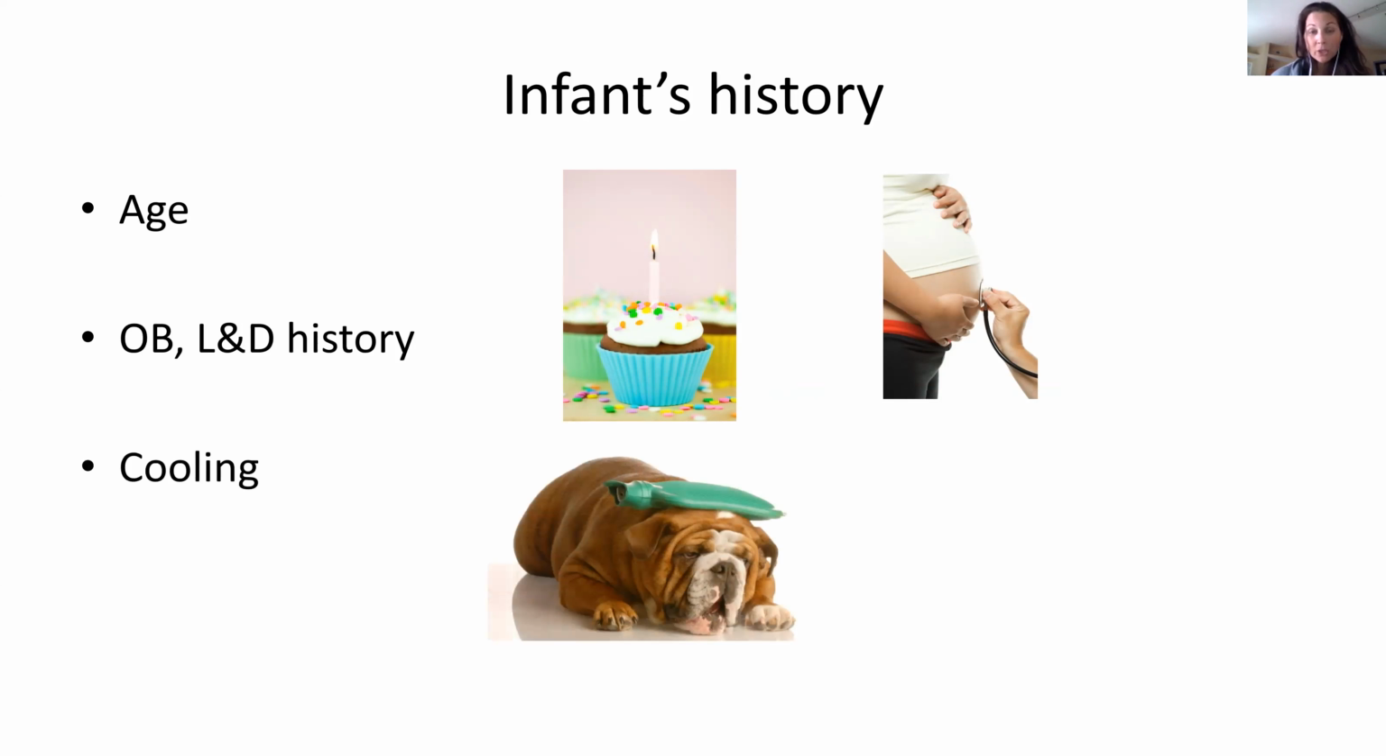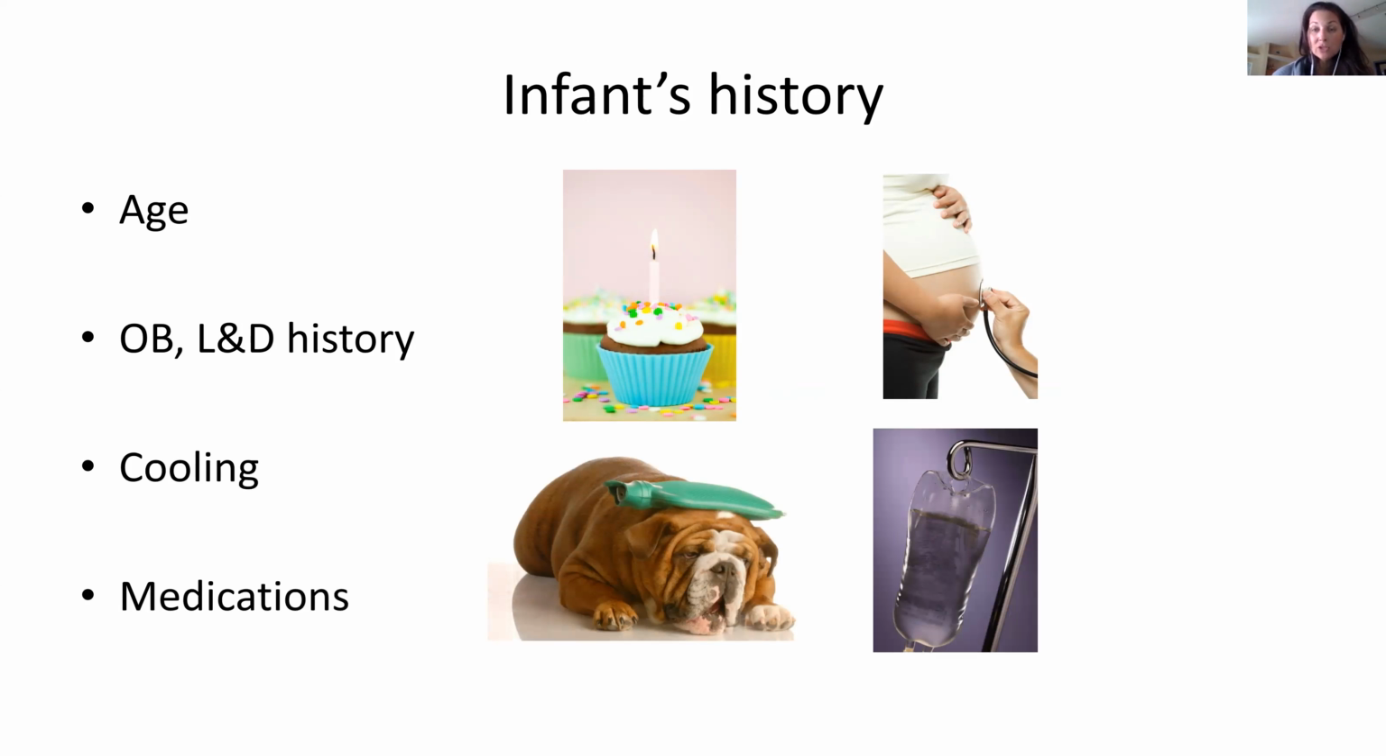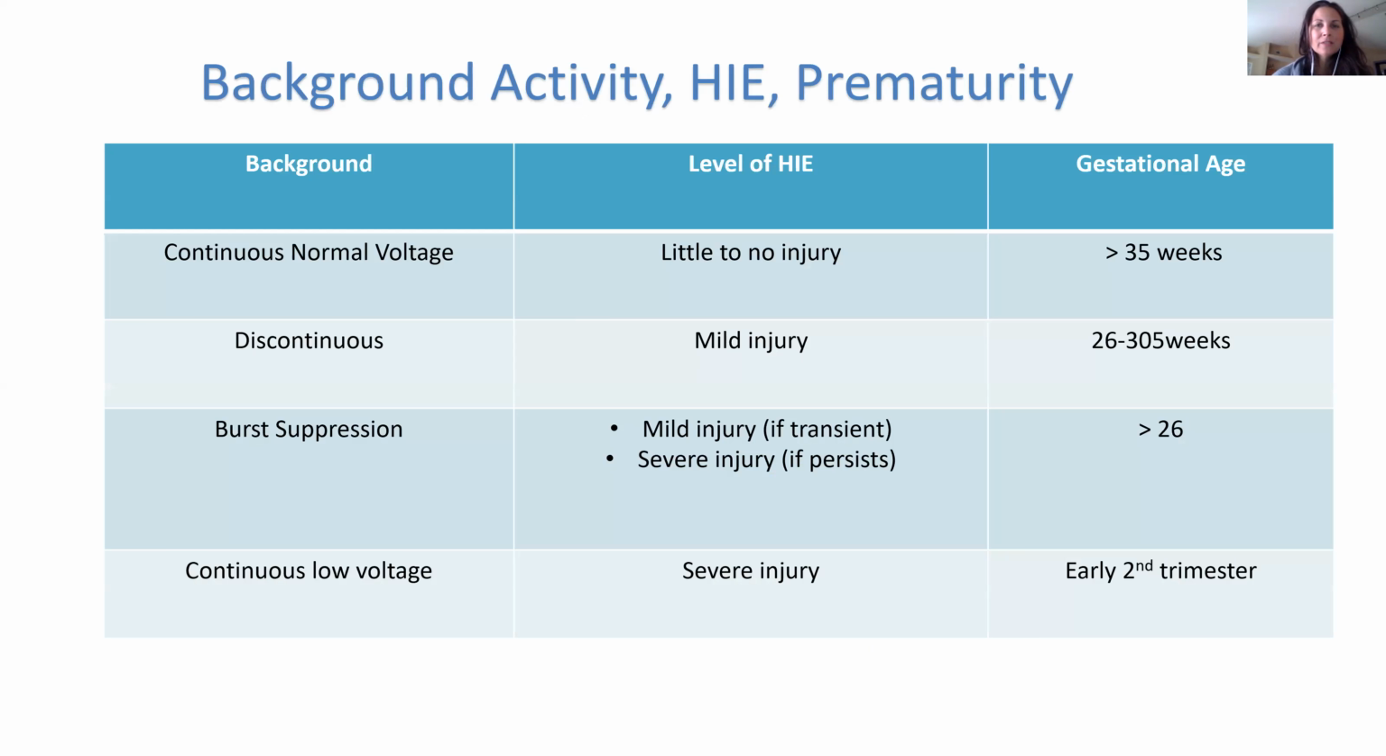We need to know if they're being cooled, because we know that's going to change the trajectory of their brain patterns and, of course, their recovery, which I'm going to talk about here. And we need to know just generally what medications we've provided. Have we given sedation? Have we given paralytics? Have we given anti-epileptics? What are those things that we've given that may influence the amplitude integrated EEG? So there have been several studies that have been published. And if we look at these different things, we know that there are things like gestational age, which we've talked about, and level of HIE.